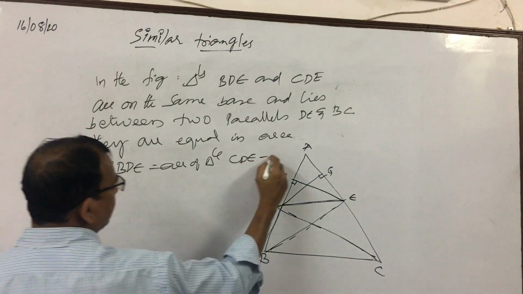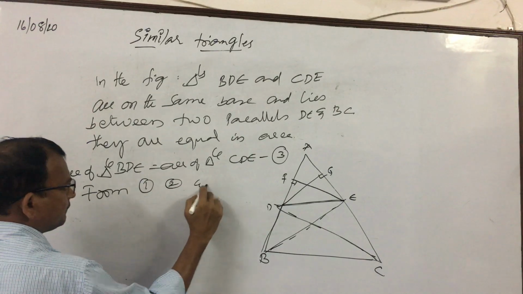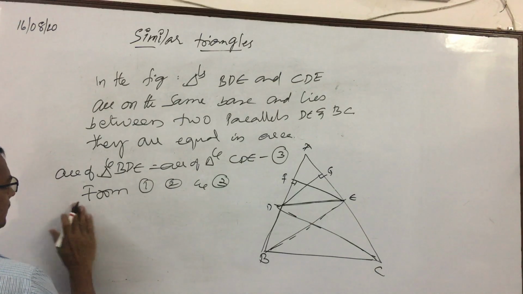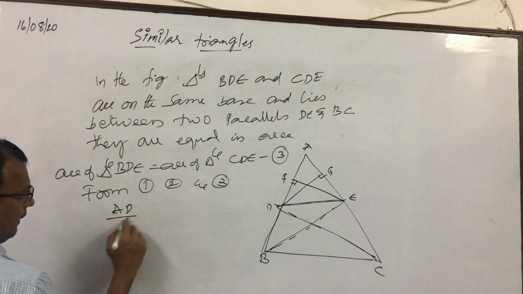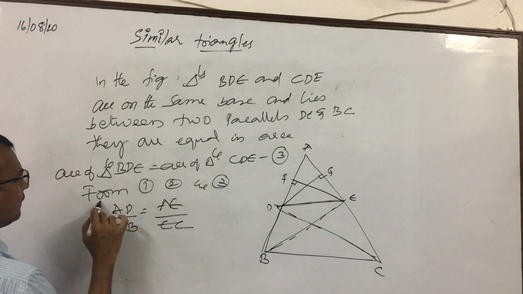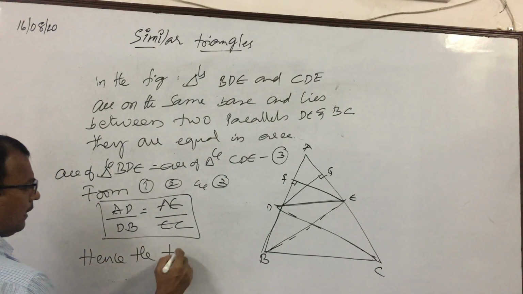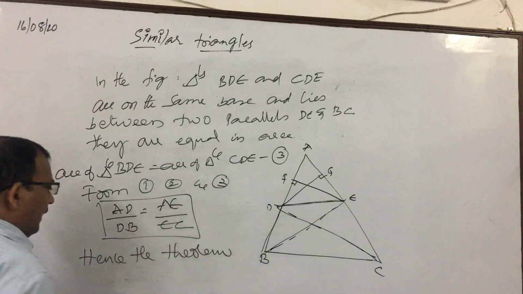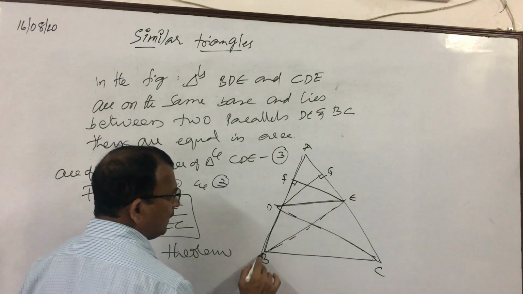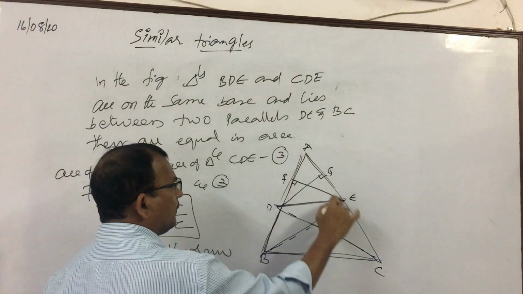So now this is the third equation. From 1, 2 and 3, I can say that AD by DB is equal to AE by EC. Hence the theorem. So in the basic proportionality theorem, what is given: ABC is a triangle, DE is parallel to BC. Then we have to show AD by DB is equal to AE by EC.